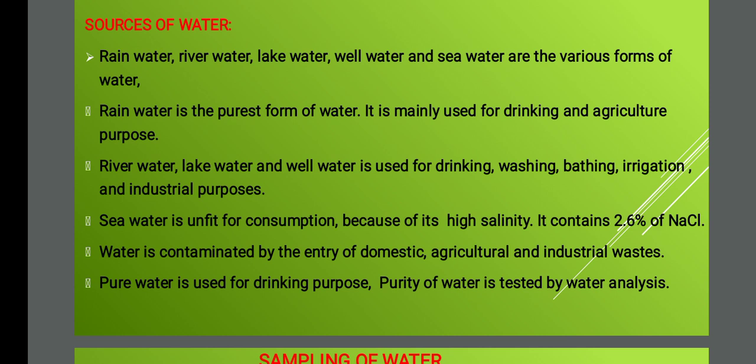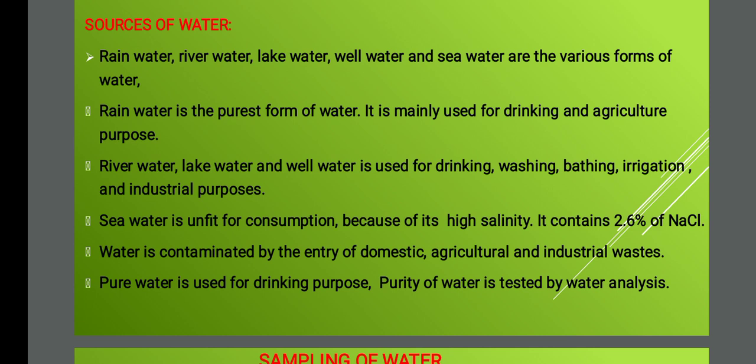Next is sea water. Normally we won't use sea water for our household, domestic or agriculture purpose. The main thing is it is highly saline, so it is unfit for consumption. Because of the salinity we can't use the water. It is said to contain 2.6% sodium chloride. So sea water is not fit for drinking purpose because of its salinity.